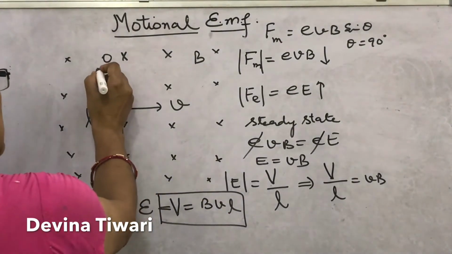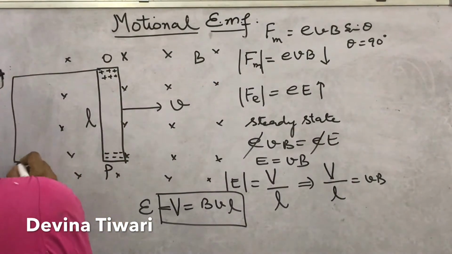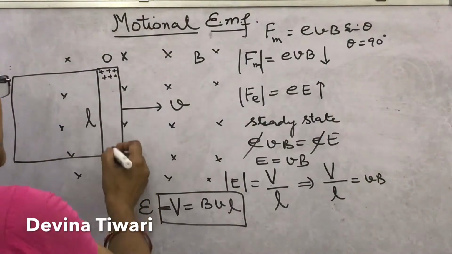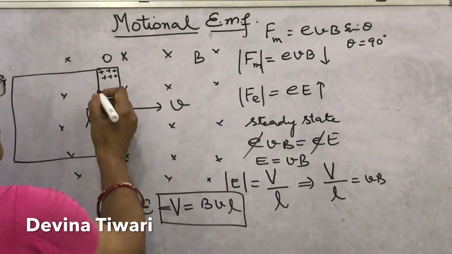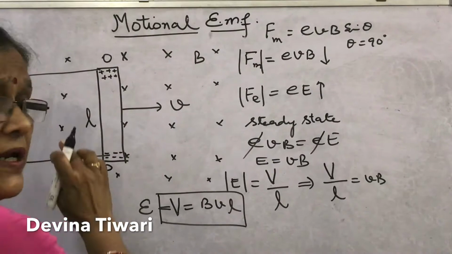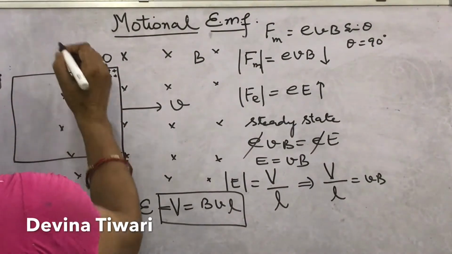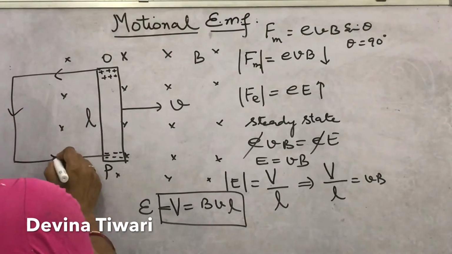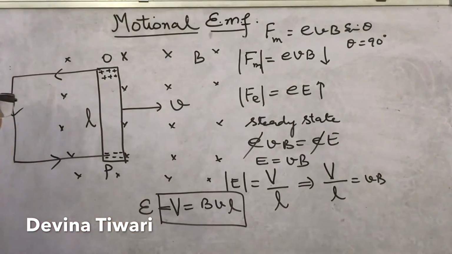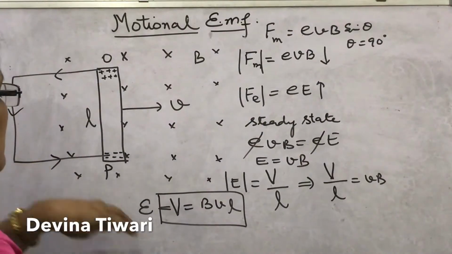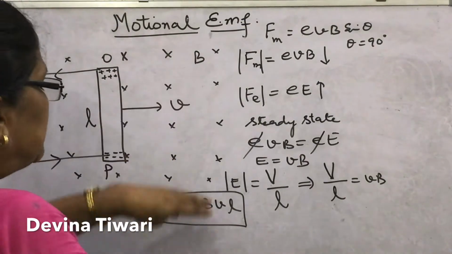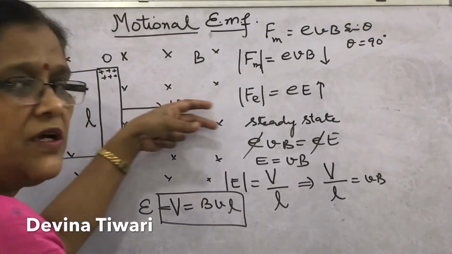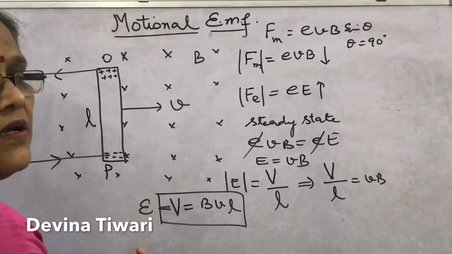If you join this rod with a conducting wire, you can also show that induced current will be produced. Now, the circuit is complete. So, the current will begin to flow from this direction to this direction. You can see how much EMF is produced, and this is called motional EMF because it is produced due to motion of the rod in the magnetic field.